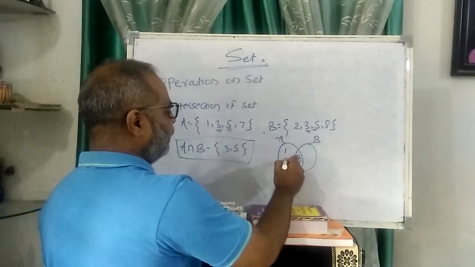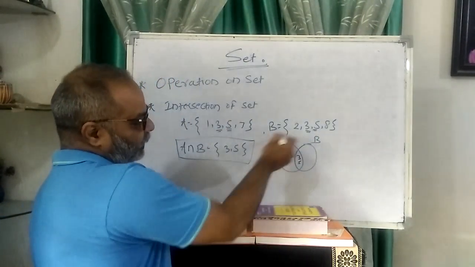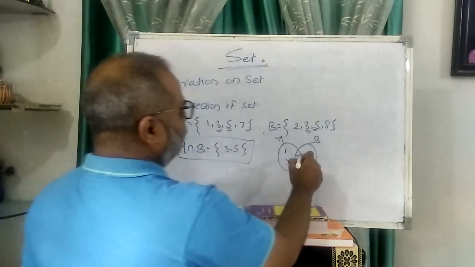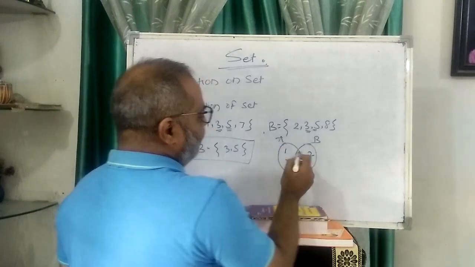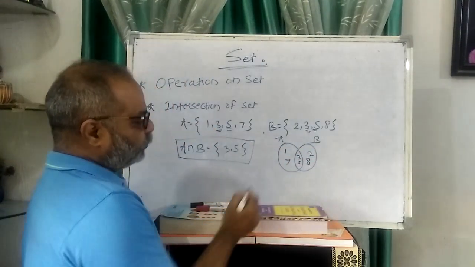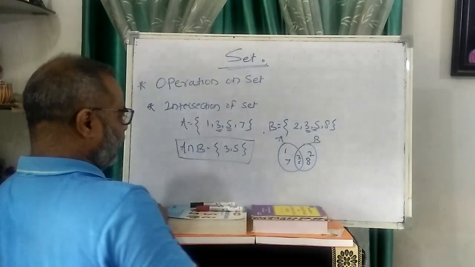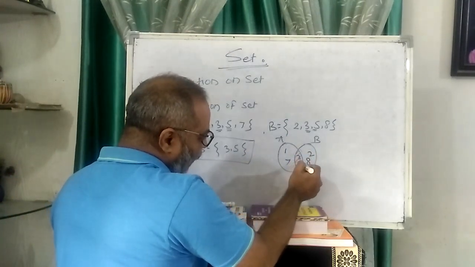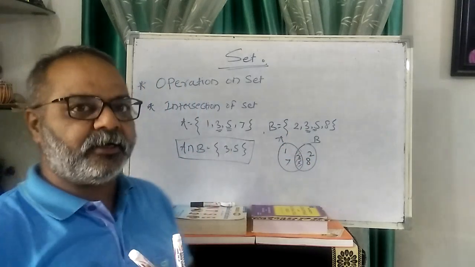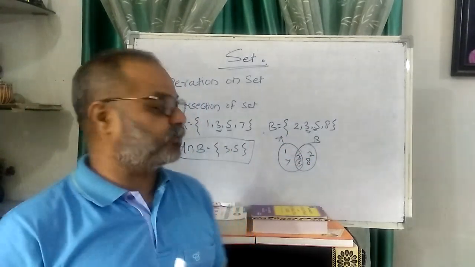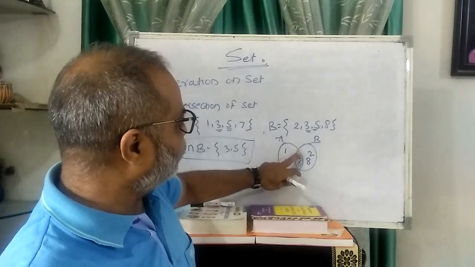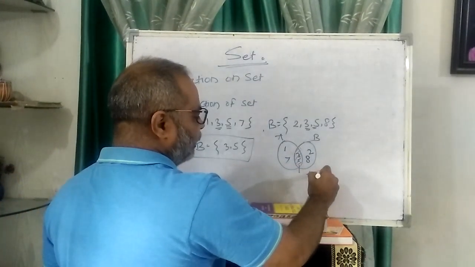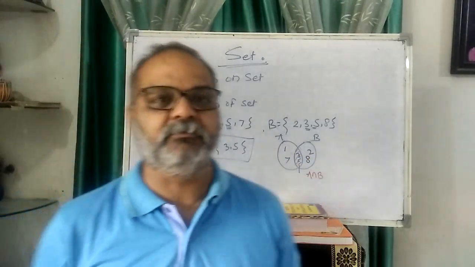So here is 1, here is 7. Set A contains 1, 3, 5, 7 and set B contains 2 and 8, that is 2, 3, 5, 8. This is the common part, which I have shaded in red. This common part and the common elements are called the intersection of sets. The common elements here are 3 and 5, and this is referred to as A intersection B.